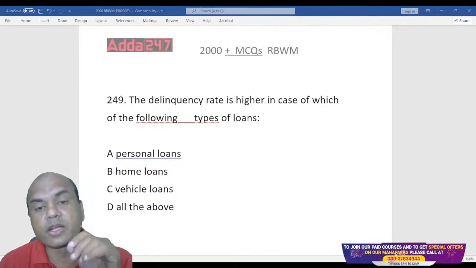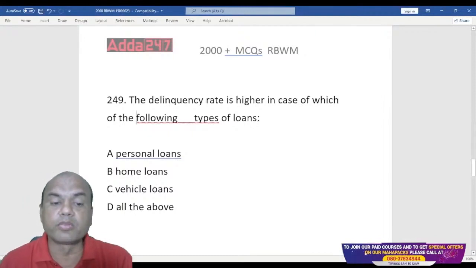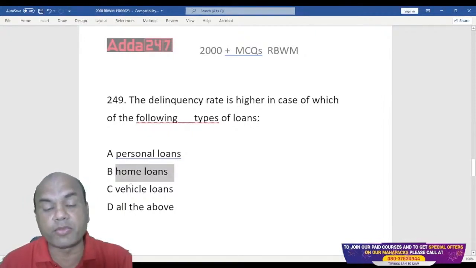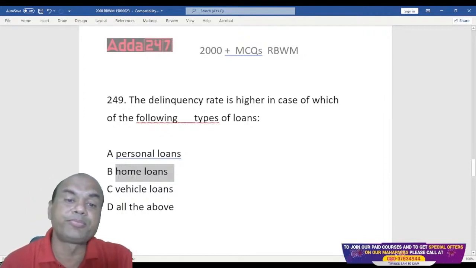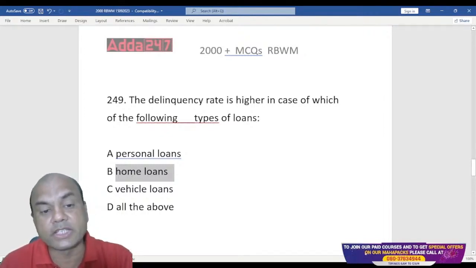Borrower will be least worried in which of these loans? Is it in personal loan, home loan, vehicle? In home loan, the borrower will be afraid that if he doesn't pay the EMI, the bank will take the mortgaged property and sell off that property.